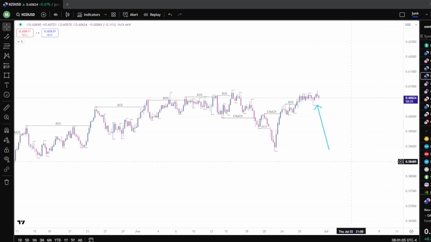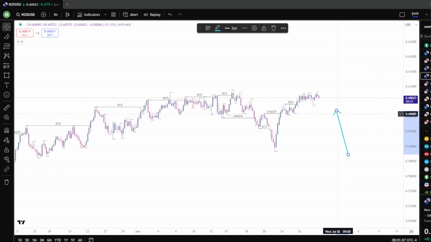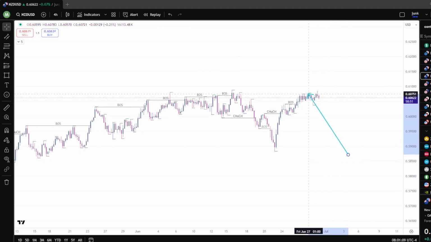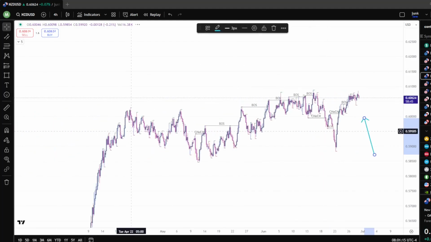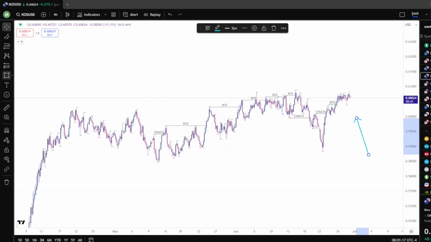NZD USD, go map out the current range, since these highs didn't take out the highs of this previous structure, unlike Aussie dollar. Then the overall range is still from this low.